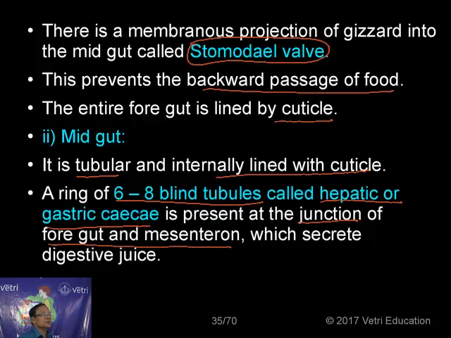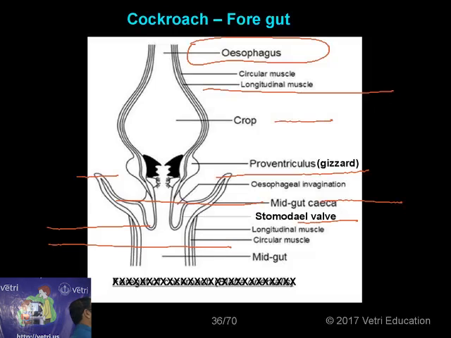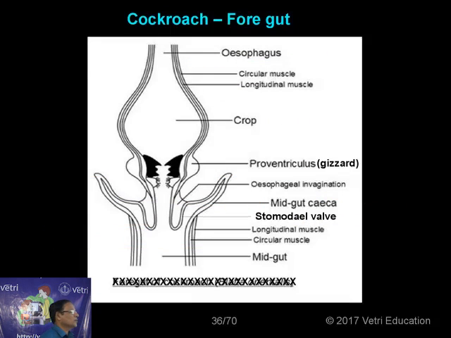So they are concerned with the secretion of the juice or the enzymes responsible for the digestion of the food materials. This is more or less comparable to our liver and pancreas. Don't forget, this is a number. Location is very important. Where is it located? It is located at the junction of the foregut and midgut, or at the junction of the gizzard and the midgut. This is the picture I show you. Though it is given as esophageal invagination, this is a membranous invagination that occurs just after the crop, projecting into it. This one prevents the backward flow of food.